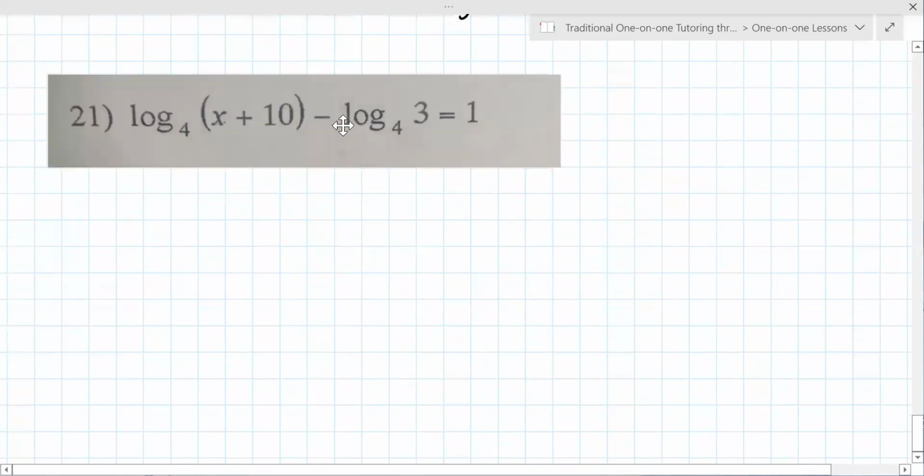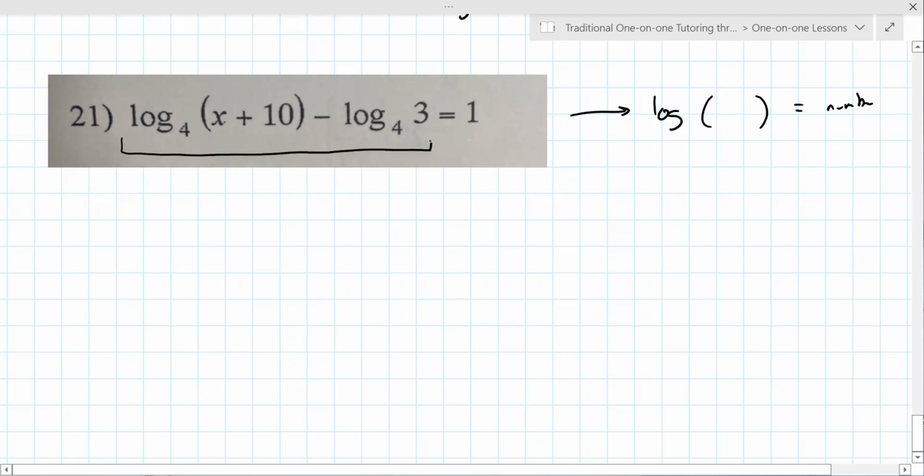All right, so log base 4 of x plus 10 minus log base 4 of 3. This is different. The previous problem had a log equaling a log. This one has 2 logs on the left equaling a number on the right. So your goal here is to turn this into the log of something equals a number. And on the left here, this is why you learn those properties. You have to condense the logarithm. So this is an A minus B problem.